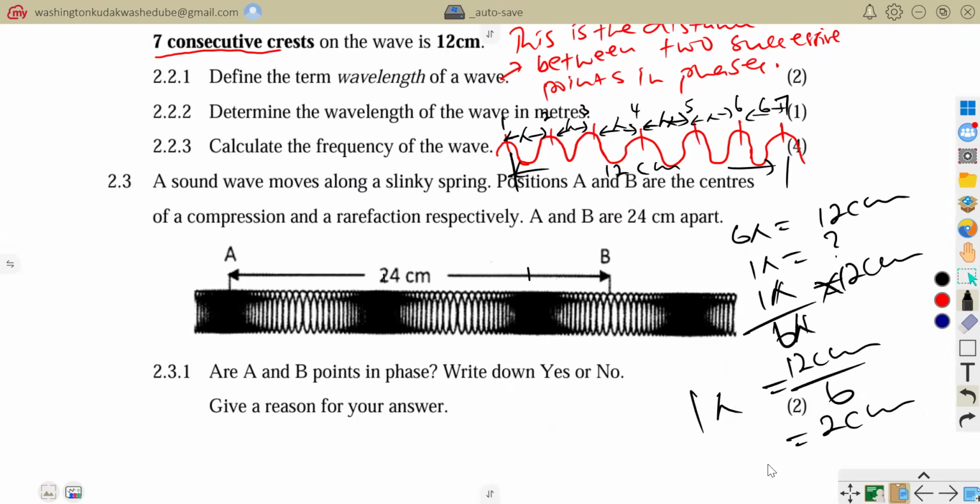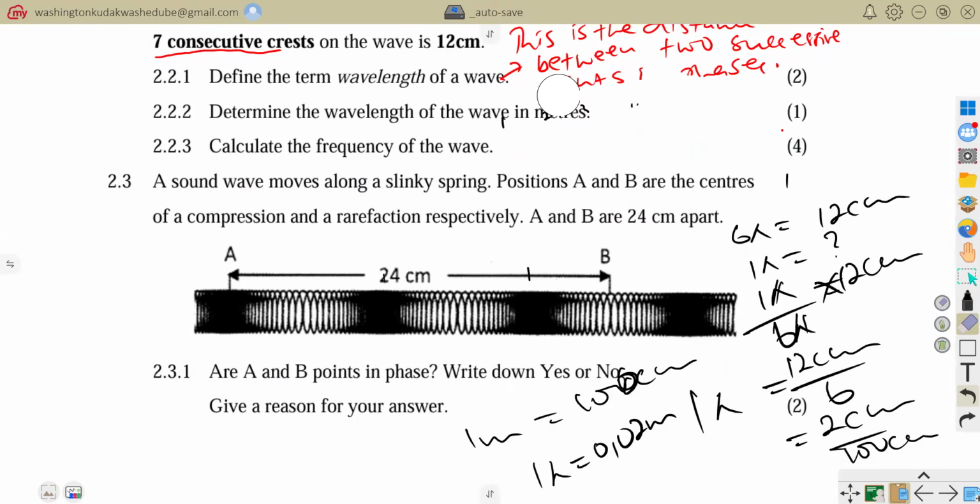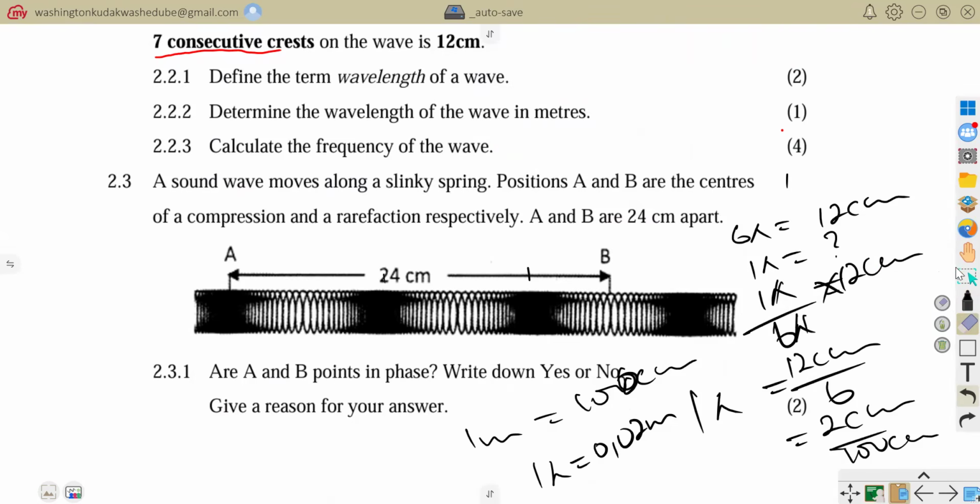That is 2 centimeters. But they say the answer should be in meters. So you know that 1 meter is equal to 100 centimeters. So we divide by 100. So 1 wavelength would be equal to 0.02 meters. That was the answer that you were supposed to write there. So each wavelength is equal to 0.02 meters. Now they are saying calculate the frequency of the wave.